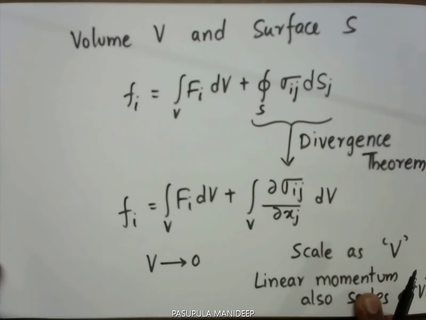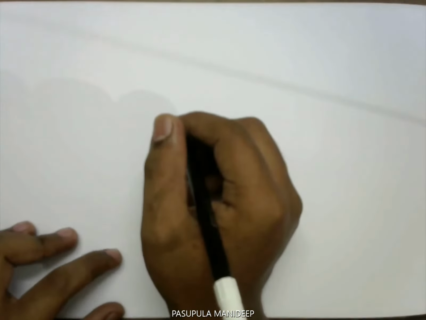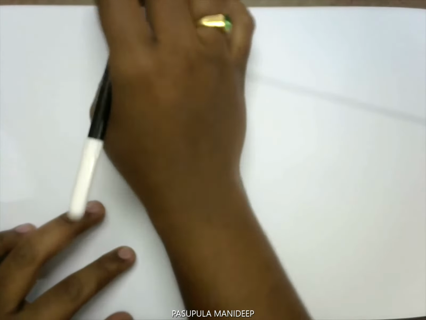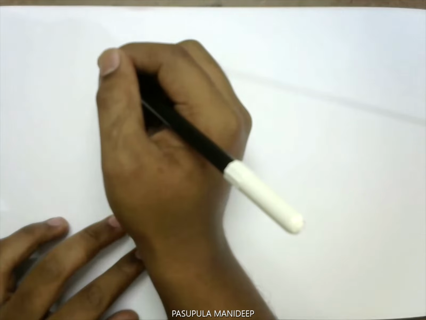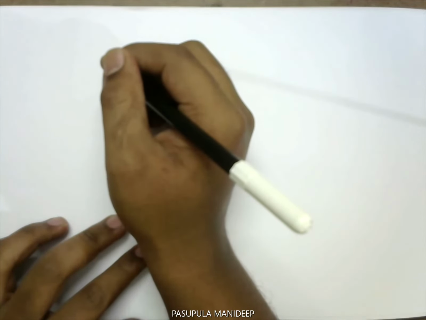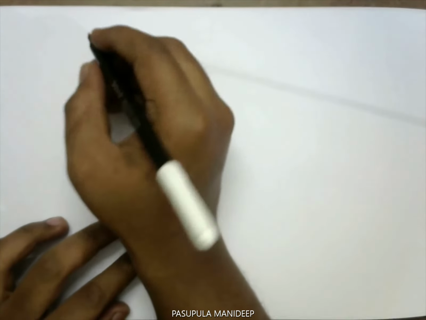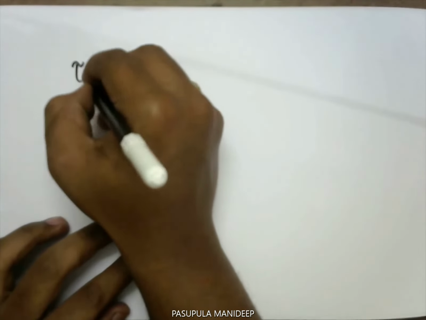Okay, now let us consider something else. Let us consider the ith component of total torque. Just now we considered the ith component of total force. Now let us consider the ith component of total torque, which is represented by Ti.